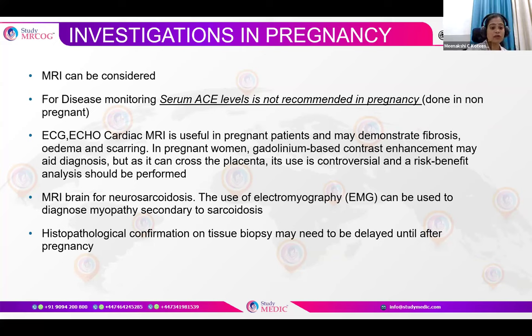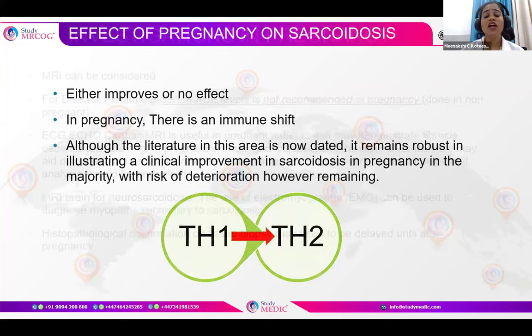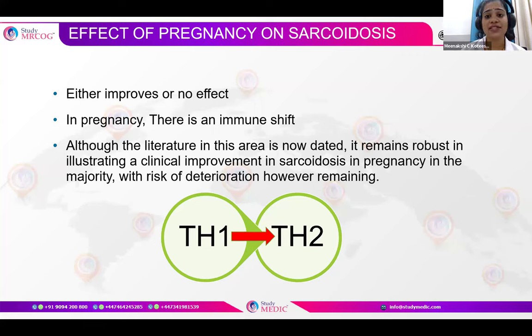And for neurosarcoidosis, we can go for MRI brain, as well as electromyography. And when you want to go for tissue biopsy, the histopathological confirmation of anything, that can be delayed until after the pregnancy. So what are the effects of pregnancy on sarcoidosis?